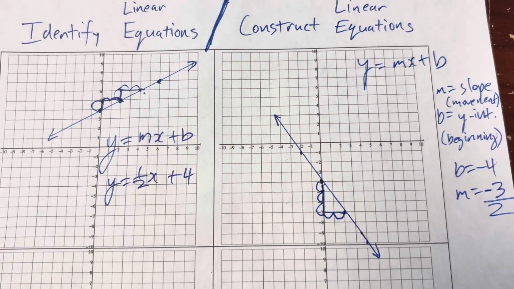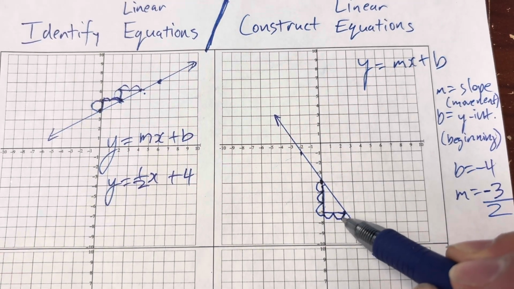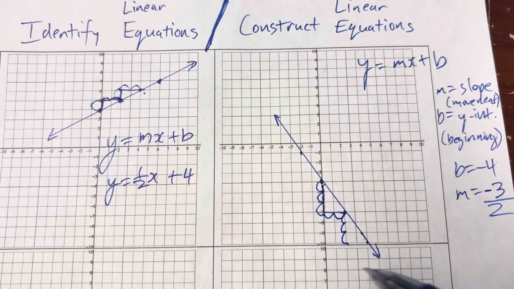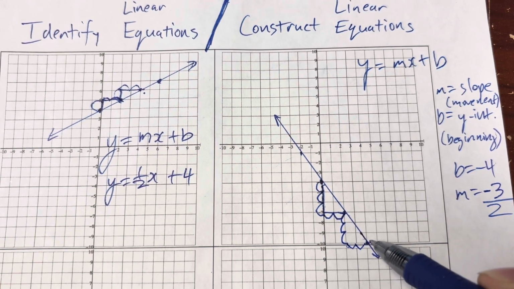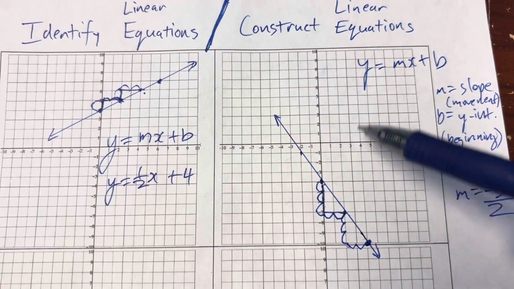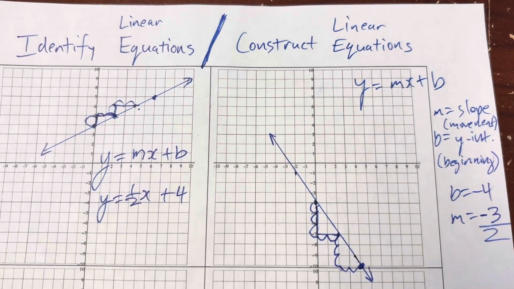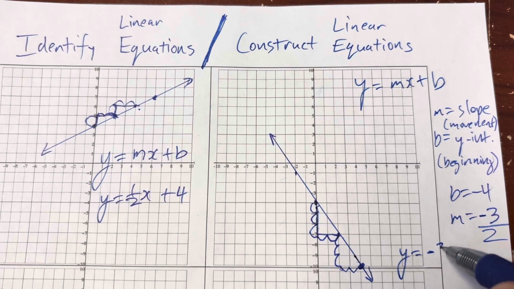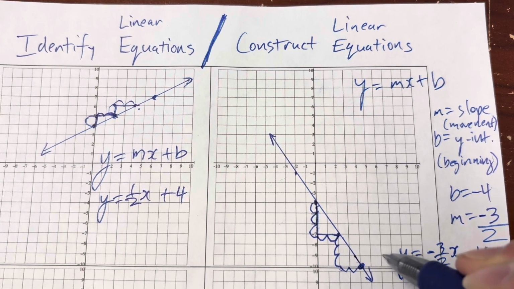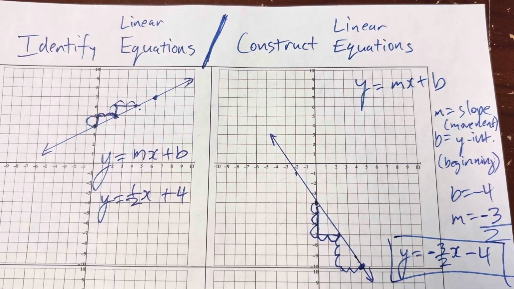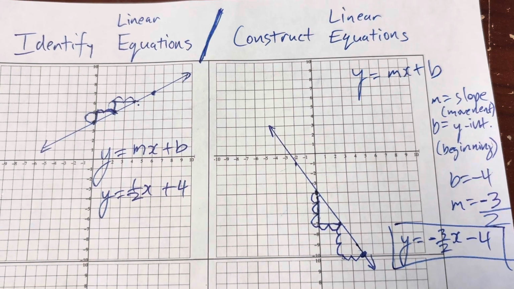Just to be sure, I'm going to do it again. I'm going to go down by 3, 1, 2, 3, and go over by 2, 1, 2, and bam, I actually hit that line again. Therefore, I know the slope is -3 over 2. Just to put it all together, my equation of this line would be y equals -3 over 2 x minus 4. And that's how you get to the equation of a line, okay?